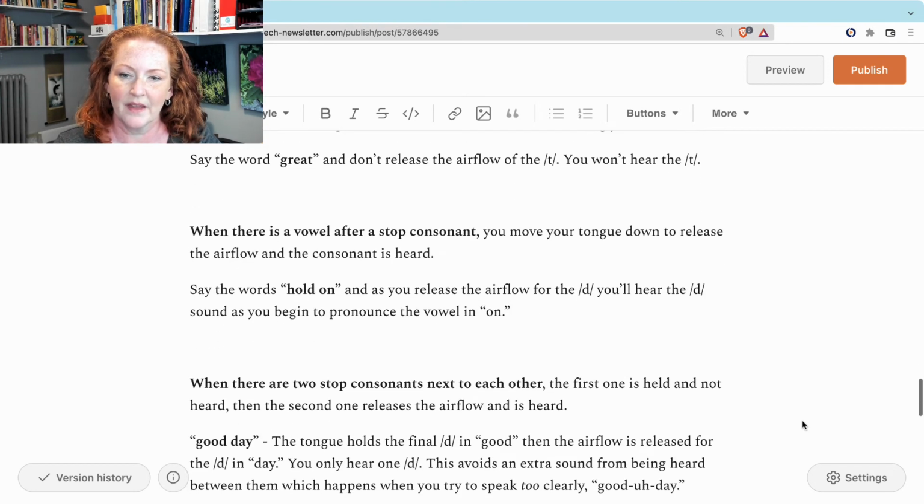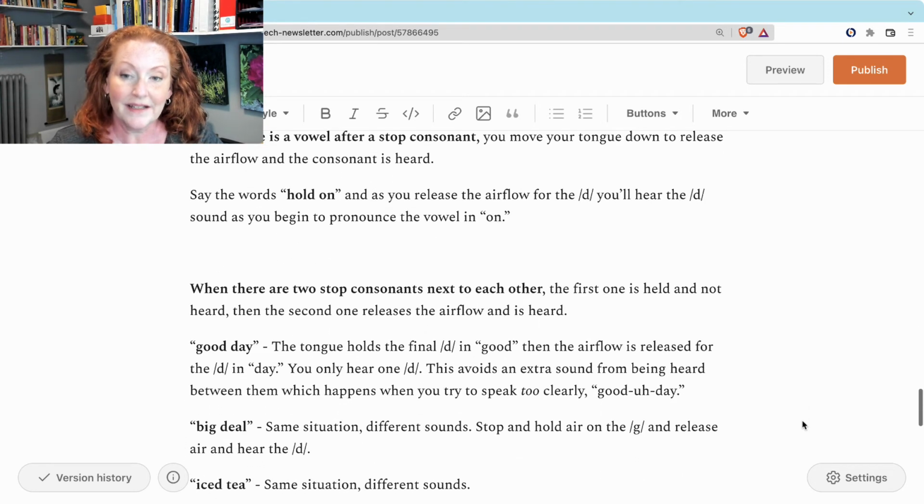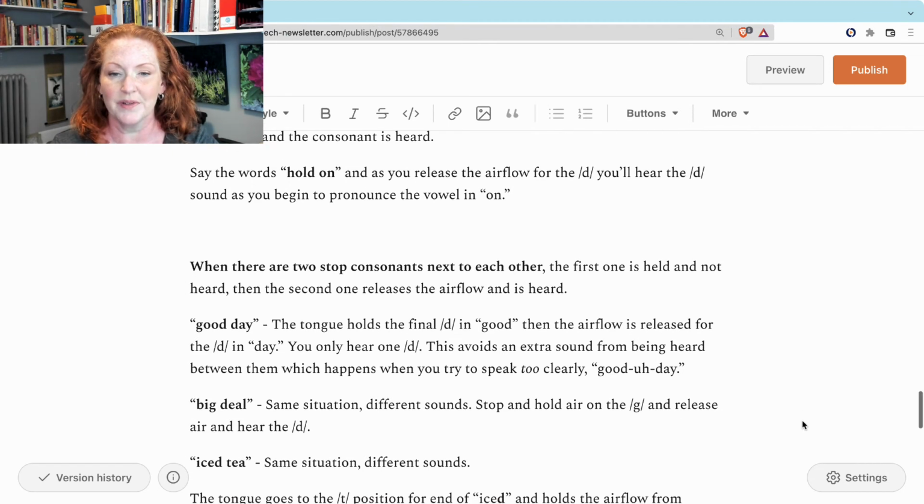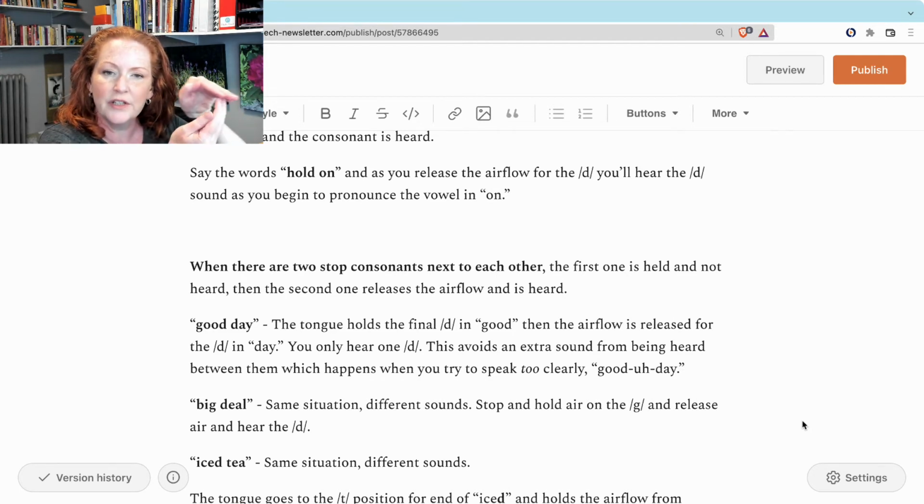And on. When there's consonants next to each other, you won't hear the first one. So the first one is held, and the second one is released. When you say good day, you don't hear good day, because good, your tongue goes to the D position and holds it there, and then it releases when you say day. Good day, not good day, good day.